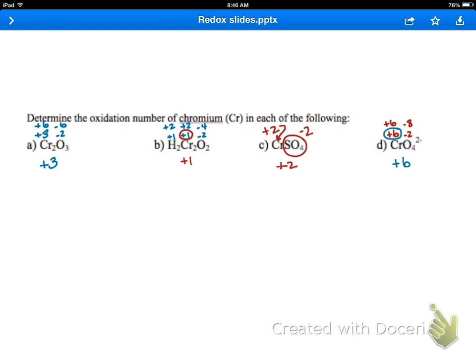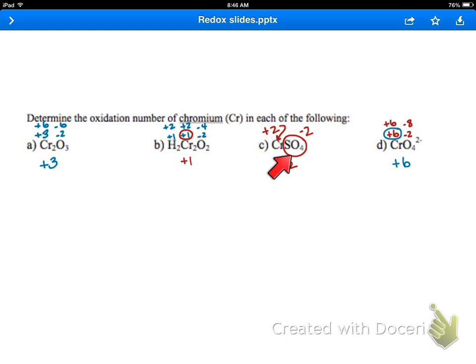Just a couple of things to note. This one is very similar to what we did before. This is probably our most complicated case, and this actually happens a lot with chromium. We know oxygen is -2, so it totals to -4. We know hydrogen is +1, so it totals to +2. Therefore, in order to add up to 0, the total here has got to be +2. Because there are 2 chromiums, each chromium has to be +1. So +1 is the oxidation number of chromium here.